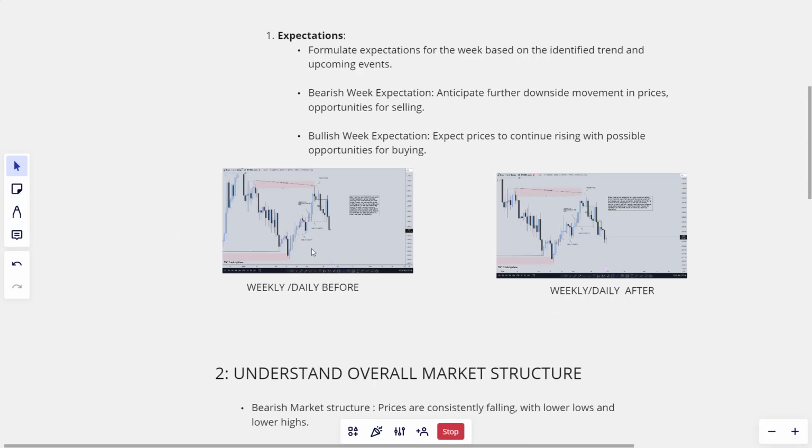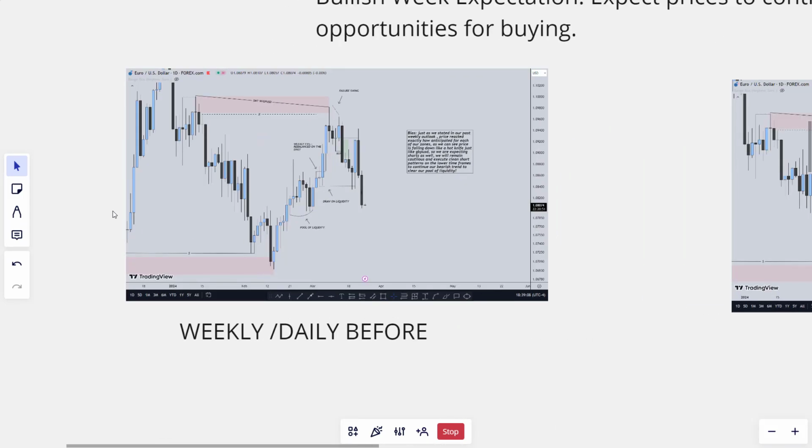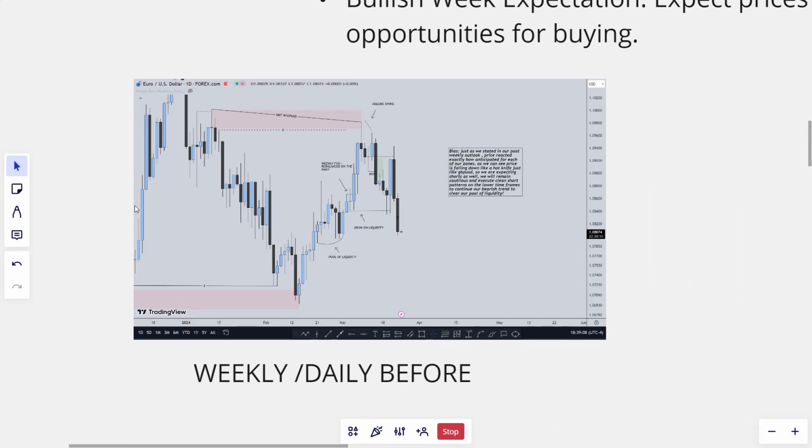Right here is the Euro-USD pair. I had sent out this weekly outlook last week. For me, I was expecting price to come and draw down here. So you can read this right here. This is my bias right here. I did this on the daily because the daily has shown me more price action than the weekly. That's why I have put it on the daily.